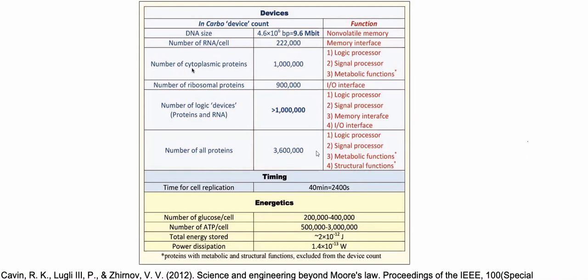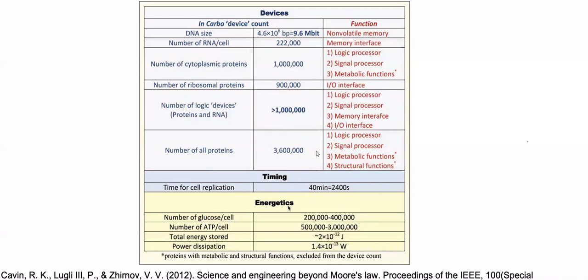222,000 bits. Number of cytoplasmic proteins are about 1 million. We can look at them as logic processor, signal processor, and metabolic functions. Ribosomal protein is also close to 1 million. This is our interface because the ribosome is translating the information into proteins. Number of logic devices is 1 million. Number of all proteins about 3.6 million. Time of cell replication is 40 minutes.